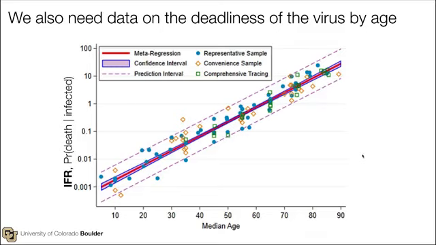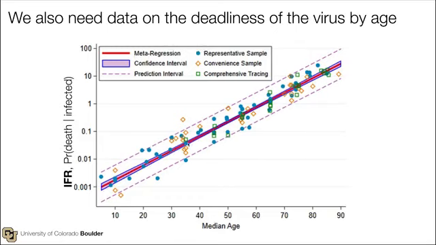Another important data point that we need is really a curve, which is the deadliness of the virus by age. So on the horizontal axis here, this is the median age of people in a number of different studies. And on the vertical axis, this is a log scale of what we call IFR, or the infection fatality rate. This is the probability that somebody dies given that they were infected with the SARS-CoV-2 virus, given that they had COVID-19. And one thing that you can see is that over all of these different studies being plotted here, in the meta-regression, we get something that looks basically like a straight line.